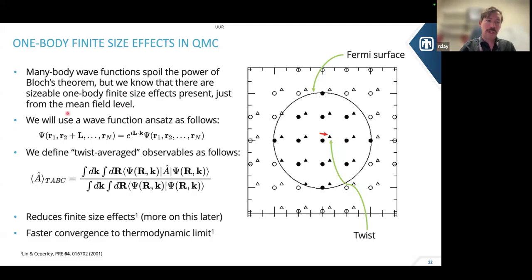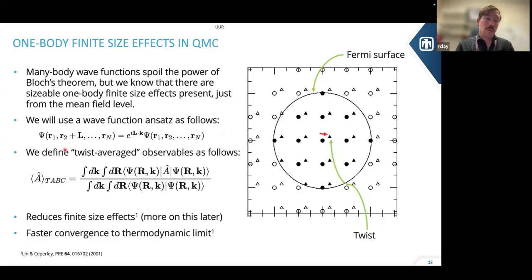And so what we do is we introduce a wave function on twists. You can call this a twisted wave function, where whenever you take a particle and move it through the box, returning it back to where it started, it will pick up a phase. And that phase specifically is given by this k vector. You notice it looks a lot like the k vectors we were already talking about. This is, in QMC parlance, the twist vector.